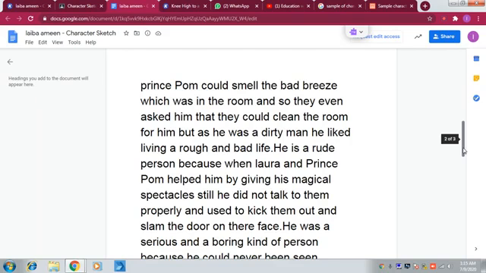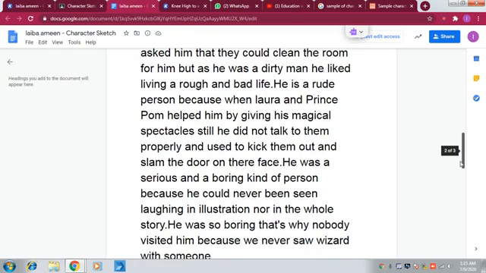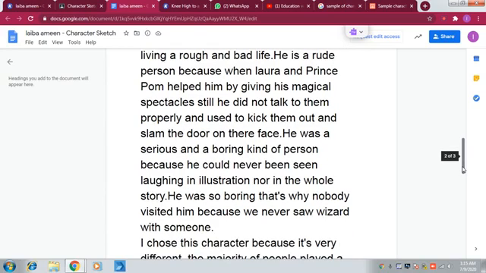Obviously, that just clearly shows he was a really bad, dirty person, habitual of living a rough and bad style. He's a rude person because when Laura and Prince helped him by giving him his magical spectacles, still he didn't talk to them properly and just kicked them out. This wizard was searching for these spectacles for a long time and couldn't find them, but still, when someone helped, he just threw them out.